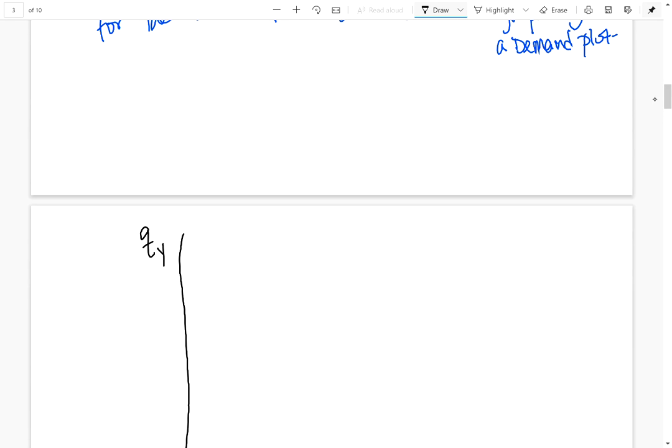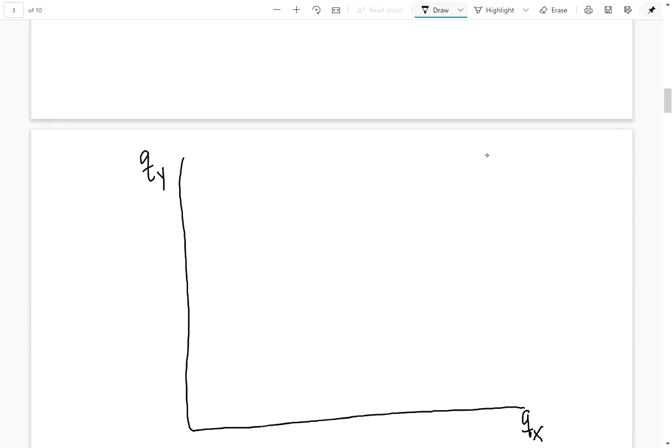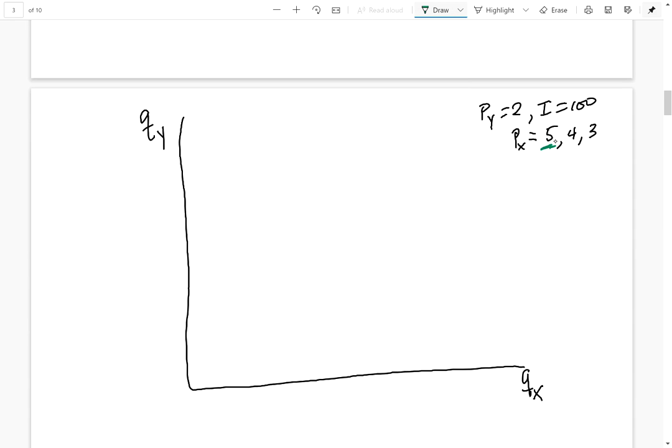let's put some quick information here. We said that P of Y is equal to 2, income is equal to 100, and we have 3 different choices or points for P of X. There's 5, 4, and 3. Okay, so let's start with 5. So we want to draw our budget line.